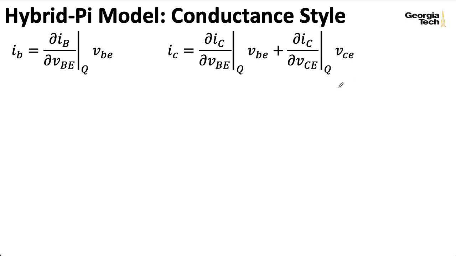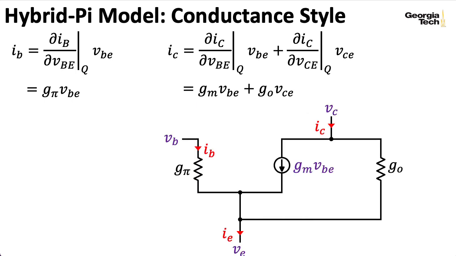Now, if you'll recall from the previous lecture, we computed these quantities and gave them various names. So we called the slope of the base current with respect to the base to emitter voltage the input conductance, denoted as G sub pi. The slope of the collector current with respect to the base to emitter voltage is referred to as Gm, the transconductance, and the slope of the collector current with respect to the collector to emitter voltage is referred to as Go, the output conductance. These equations allow us to derive this pi model.